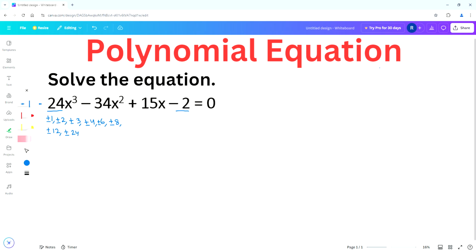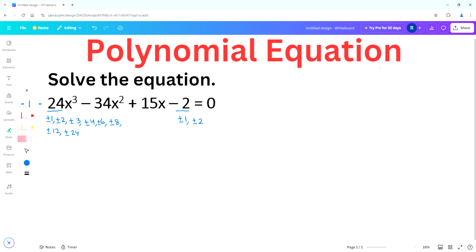Now we can write out the factors of 2: plus minus 1 and plus minus 2. Next, we have to find the possible x values that will make the value of this cubic polynomial equal to 0. We can find those x values by dividing the factors of 2 one by one with the factors of 24. Let's start by dividing the factors of 2 by the first factor of 24, which is 1.